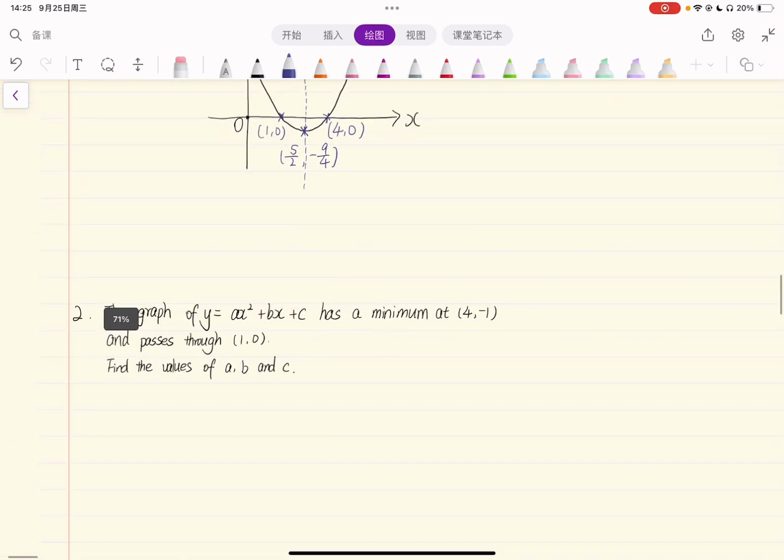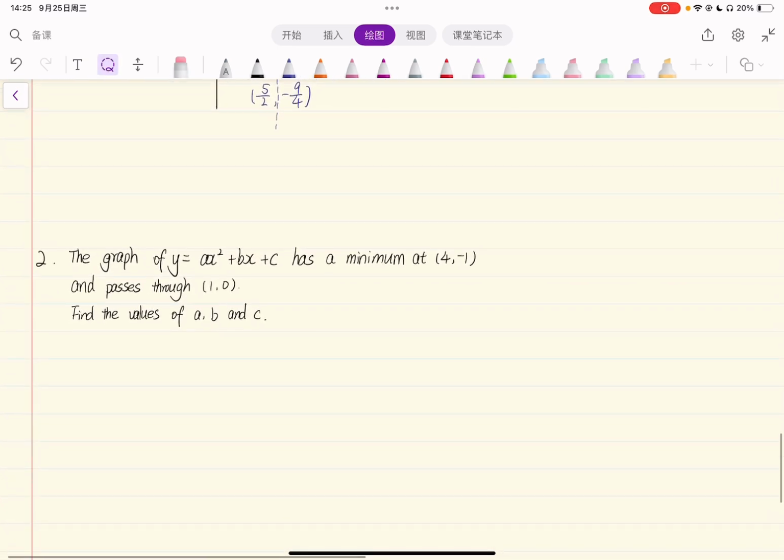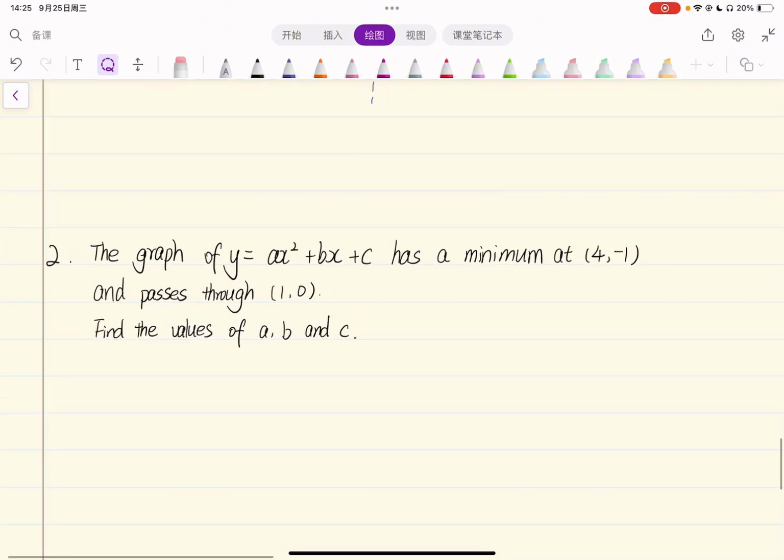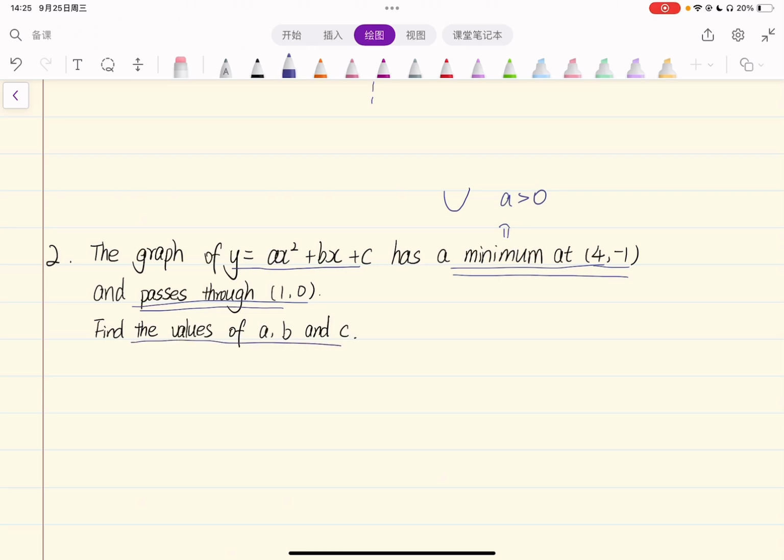Now let's move on to the second question. There is a graph. The graph of y equals ax squared plus bx plus c has a minimum at 4, minus 1. So a minimum point means it is a smile face, right? So a must be greater than 0. And it passes through 1, 0. The question asks you to find the values of a, b, and c.